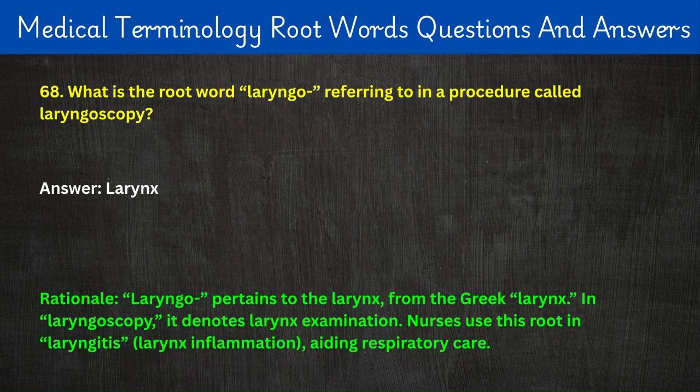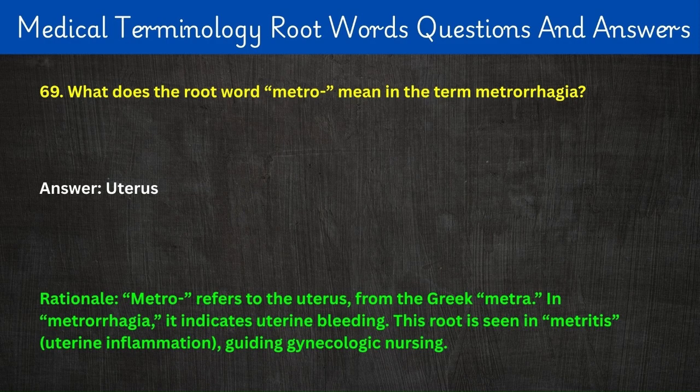Answer: larynx rationale. Laryngo- pertains to the larynx, from the Greek larynx. In laryngoscopy, it denotes larynx examination. Nurses use this root in laryngitis, larynx inflammation, aiding respiratory care. 69. What does the root word metro- mean in the term metrorrhagia?